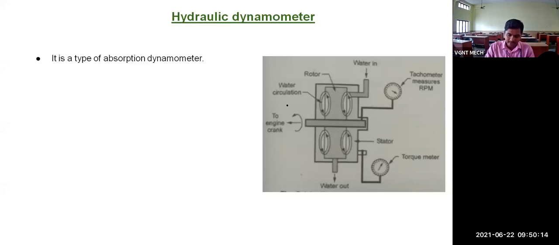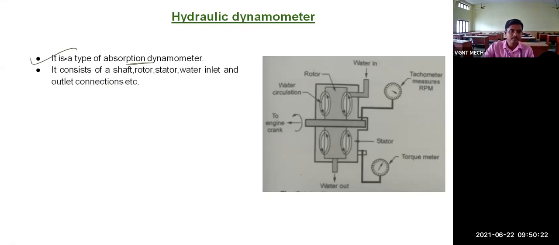First point, the hydraulic dynamometer is also a type of absorption type dynamometer. Next, it consists of a shaft. You can see, this is one shaft over here. This part is nothing but the shaft. It consists of a shaft, a rotor. These are the rotors. They will rotate, that's why the name is rotor. 4 rotors we have. These are the rotors. And a starter.